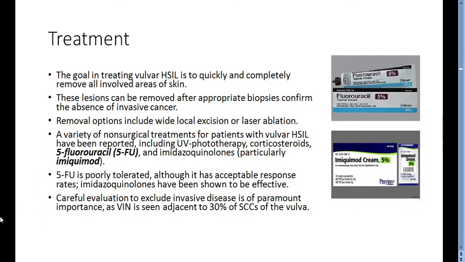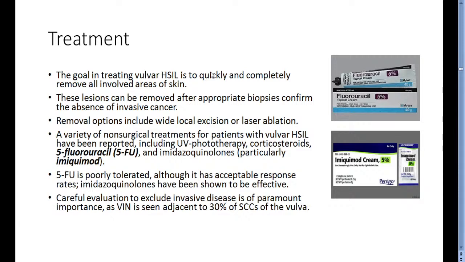Treatment for neoplastic diseases: the idea of the treatment is to quickly and completely remove all involved areas of the vulvar skin. These lesions can be removed after appropriate biopsy, which can confirm or rule out invasive cancer. Removal options include wide local excision or laser ablation, if your facility has this kind of treatment, like a laser device.